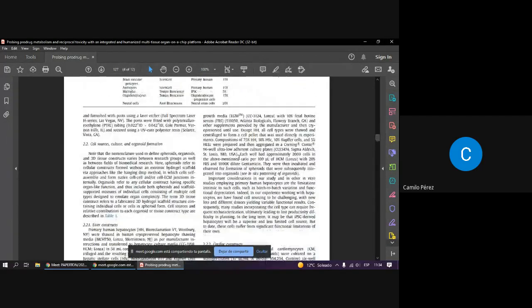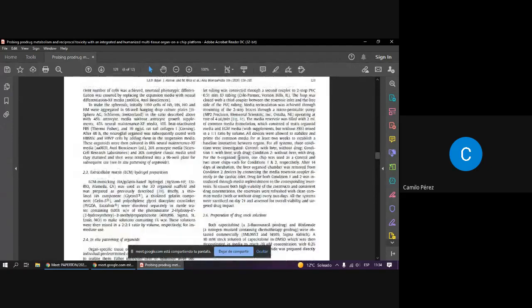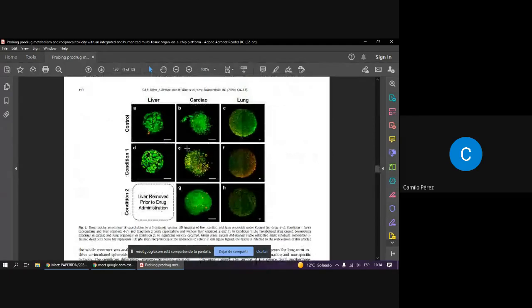After they grow these organs in a microdevice system, they test different drugs, and you can see the control and after drugs in these fluorescent microscopy images, and you can see how the drugs affect the metabolism and induce apoptosis or signals of necrosis or other signals in the organ.